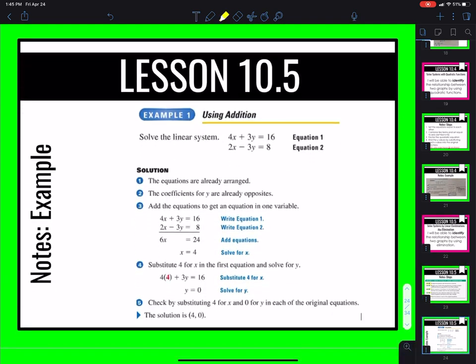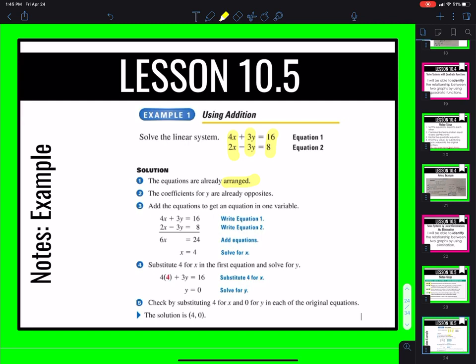Your first step is to arrange both equations so that the x's are on top of the x's, the y's are on top of the y's, and the terms without variables are lined up with each other. That's what they mean by arranging.